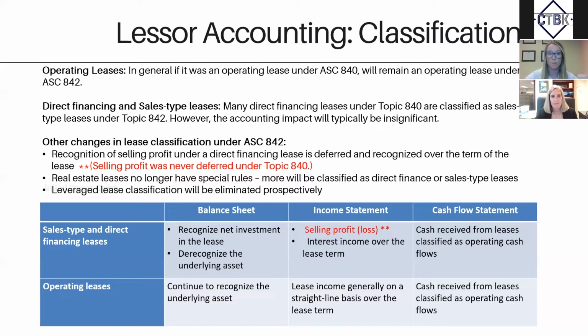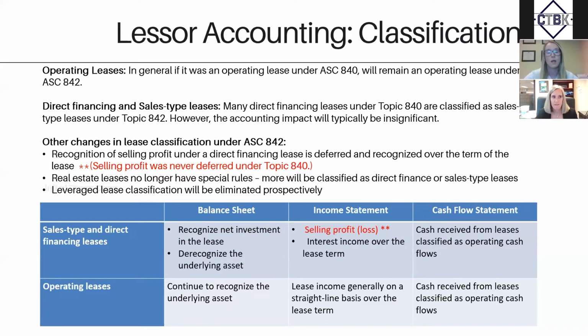Another change I want to point out, you can see it is in red and starred in both the chart and the bullet points, is that selling profit under a direct financing lease will be deferred and recognized over the term of the lease. The concept of deferred selling profit didn't exist under 840. So again, that's just something I want to call out as one of the larger differences in lessor accounting. And so we won't get into detail on all of this, but you can always look back and refer to this slide.